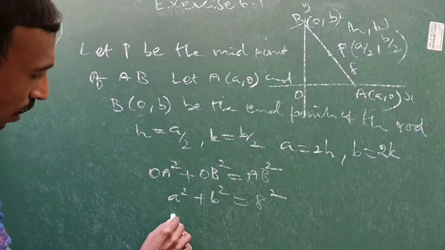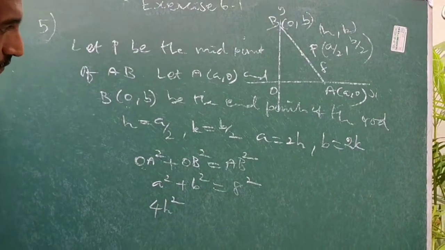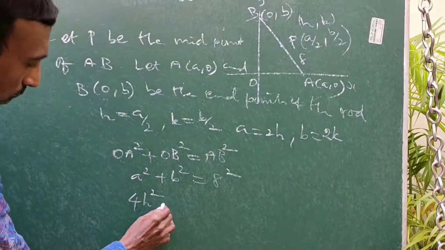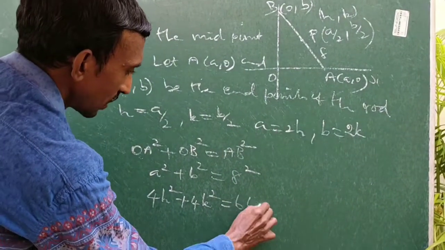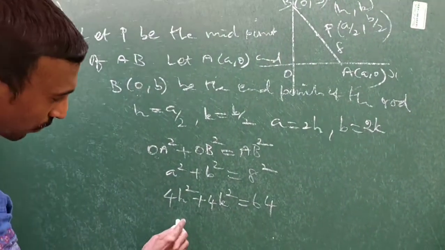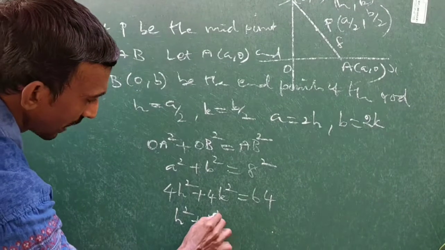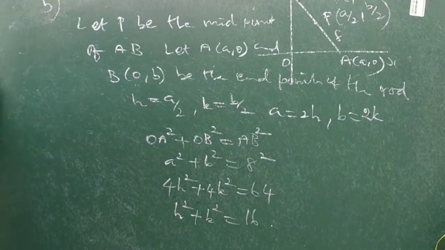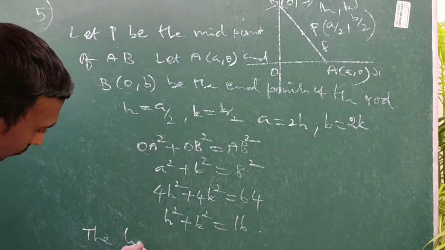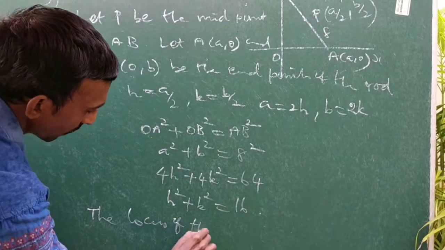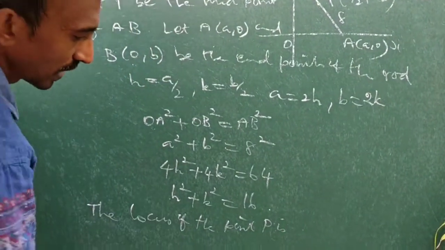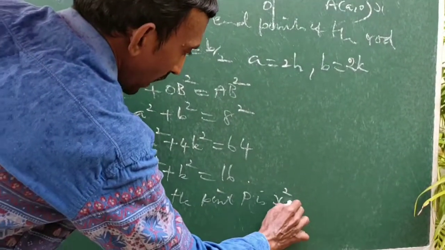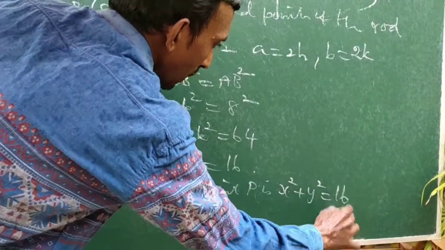So it is 4h square plus 4k square equal to 64. You can cancel by 4. h square plus k square equal to 16. So the locus of the point P is, replacing h by x and k by y, x square plus y square equal to 16.